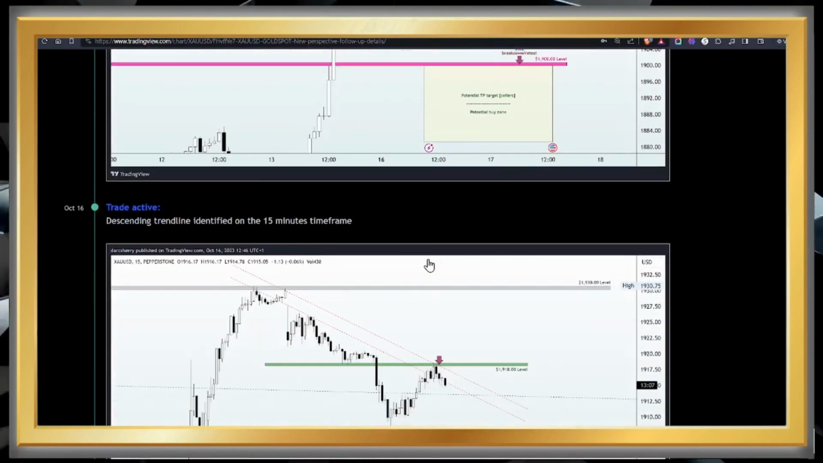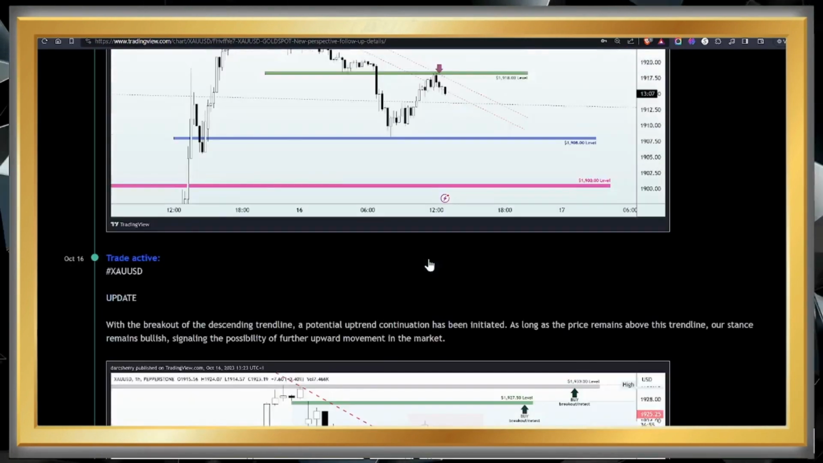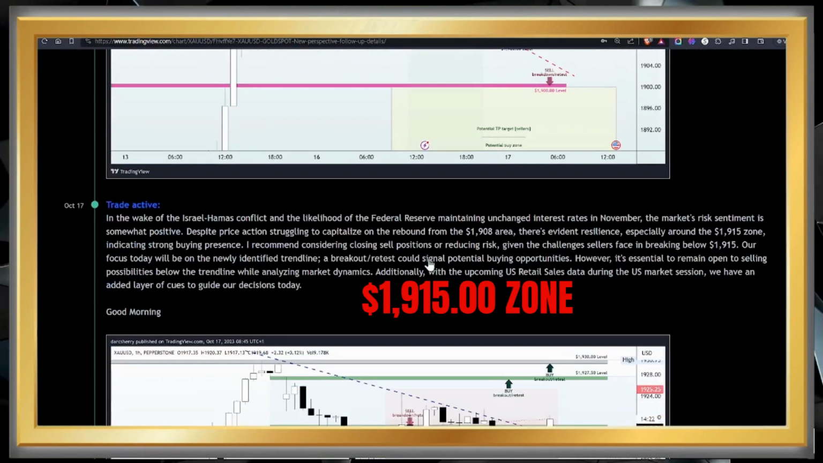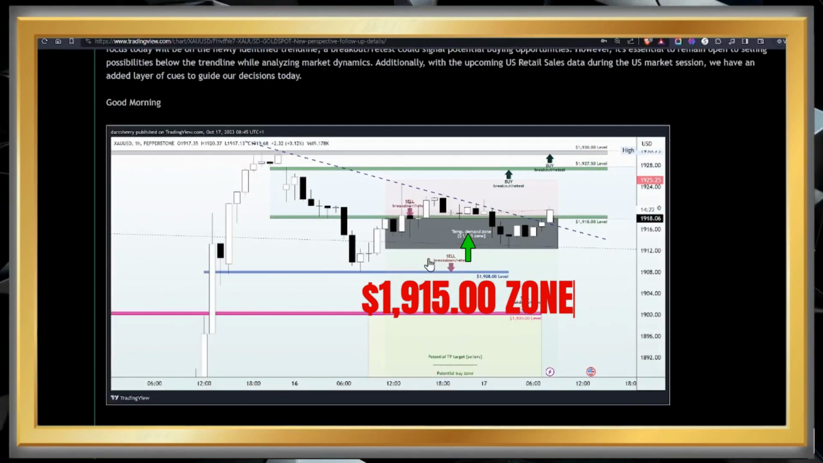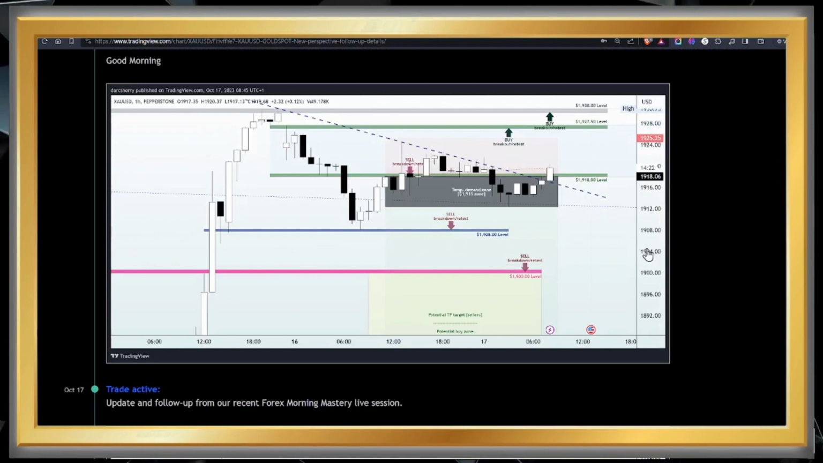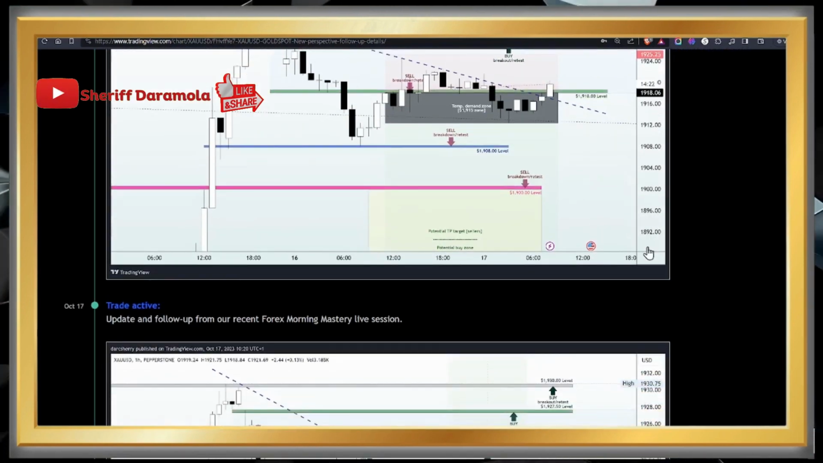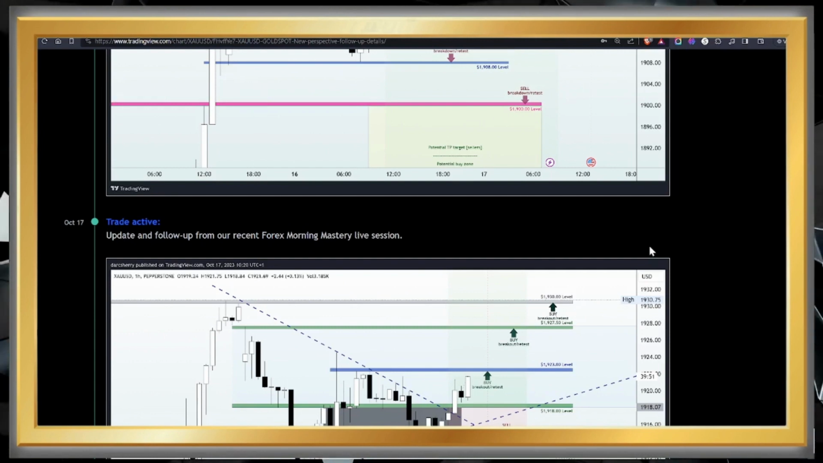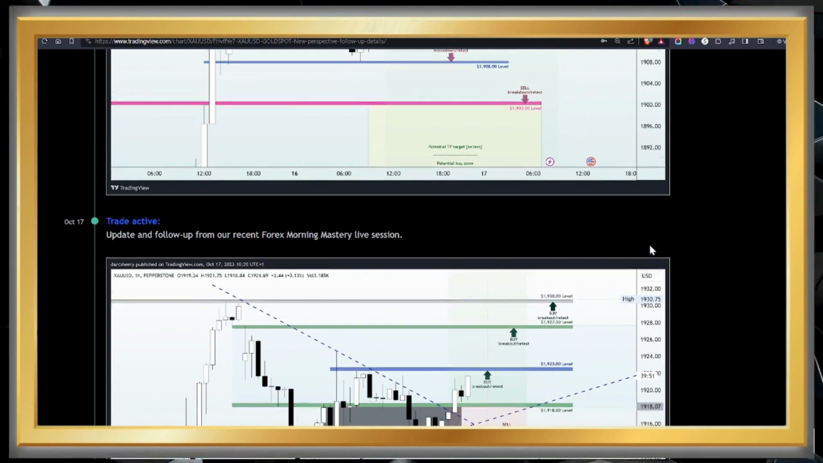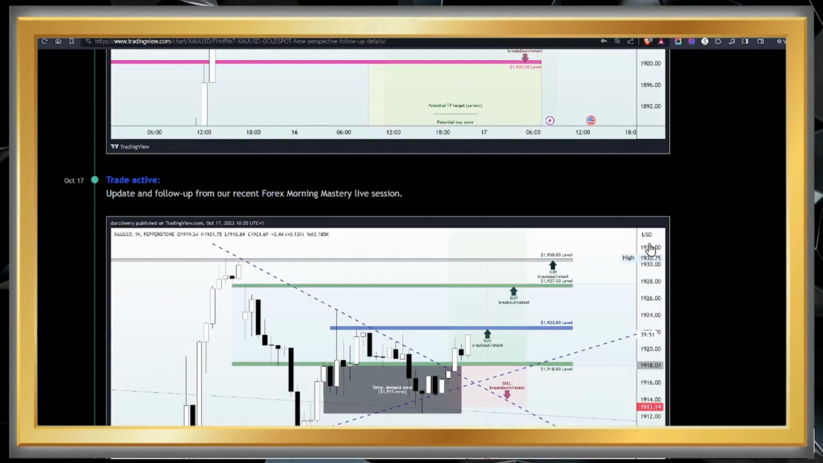However, we encountered a red flag around the 1,915 zone, indicating that the supposed retracement was about to fail. Then the breakout of that descending trend line confirmed a potential uptrend scenario, leading us to switch our strategy and start buying gold. It was a great call and we benefited from the inflows into this commodity.